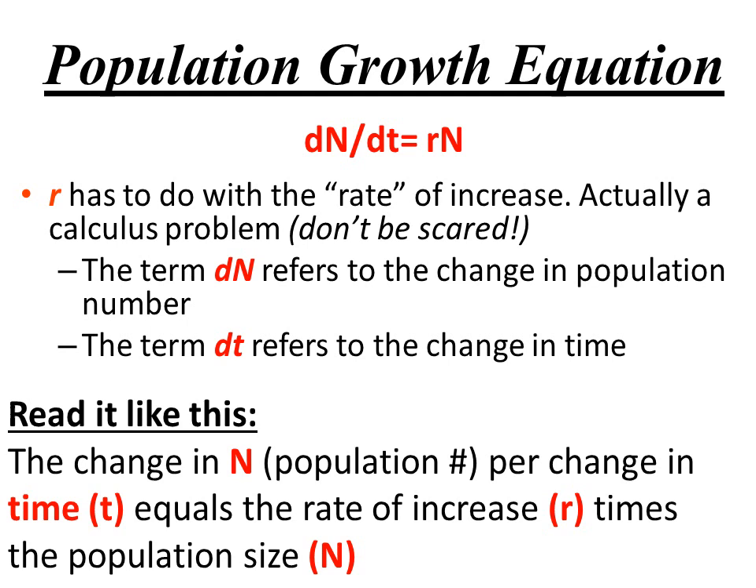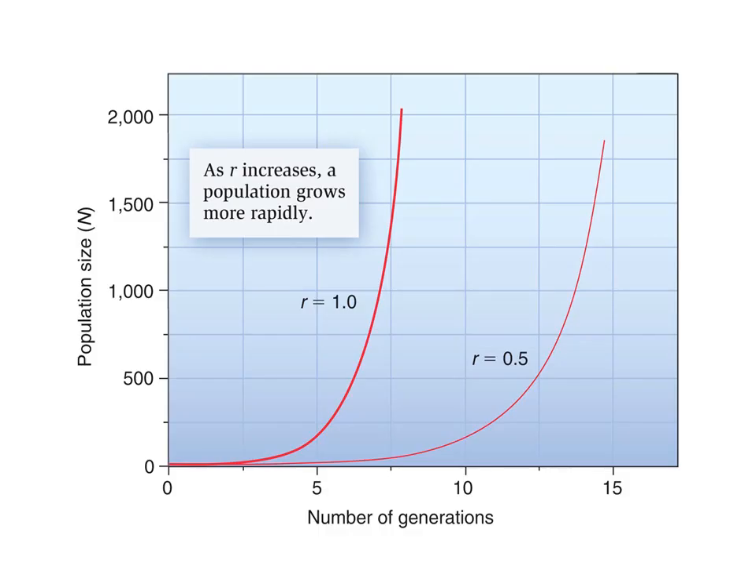Once you have the overall change in N, and you get that from the birth rate minus the death rate per change in time, whether you're talking about the birth and death rate within a single year, within 5 years, etc., then you get the rate of increase times the population size. As this R increases, the population will grow more rapidly. On a quickly growing line, R is at 1, which means the population will basically be doubling each year.